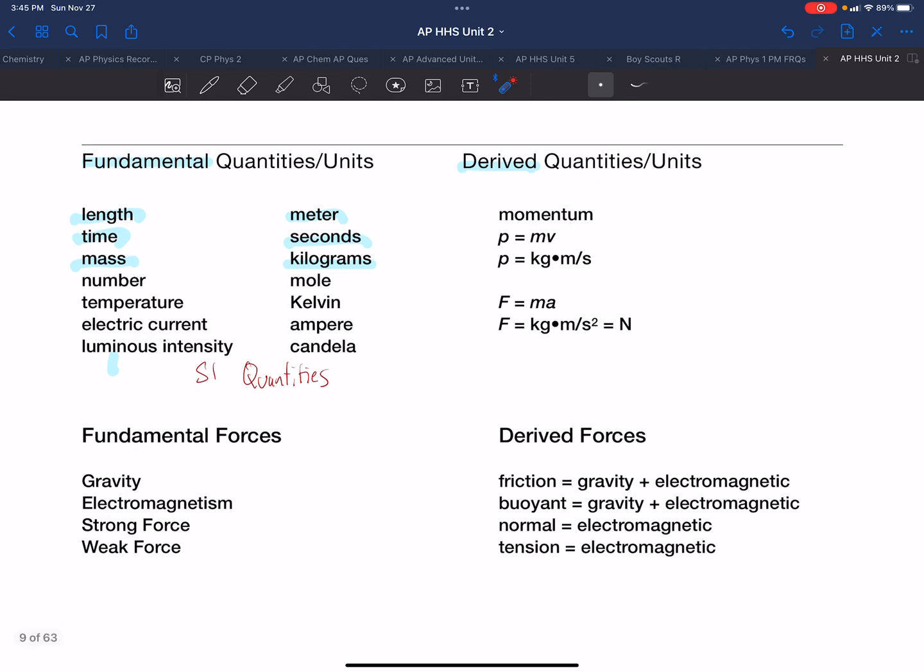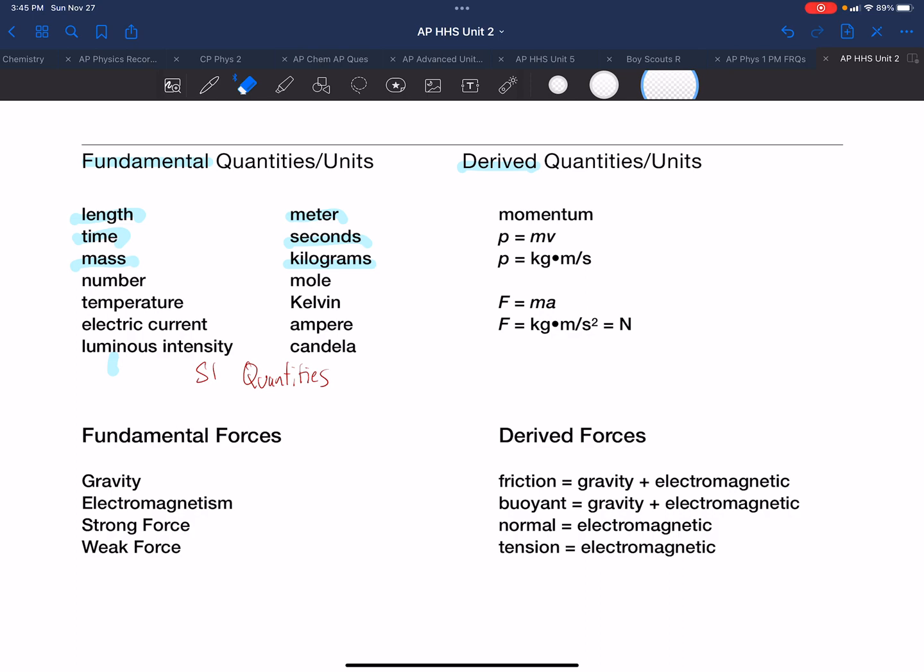And we can apply this concept to forces. We have our fundamental forces: gravity, electromagnetism, strong and weak force. Well, all the other things we call forces are derived from those fundamentals. So friction is really the result of gravity and electromagnetic interaction. Buoyancy, also gravity and the electromagnetic interaction. The normal force, electromagnetic, and tension, electromagnetic.